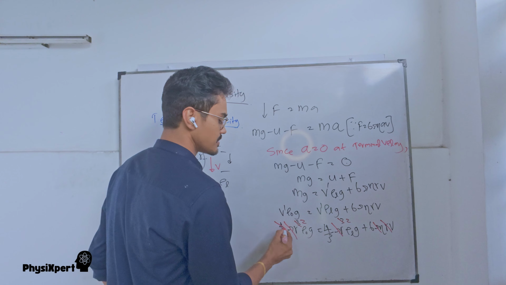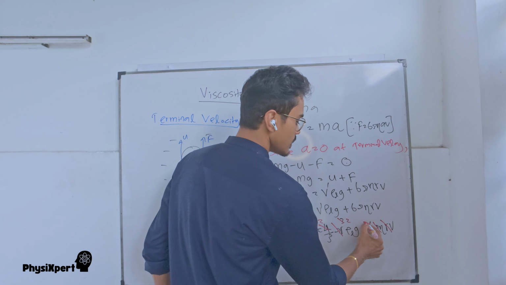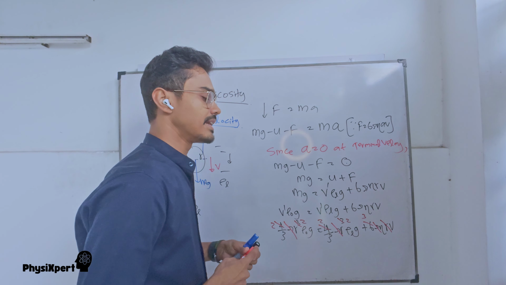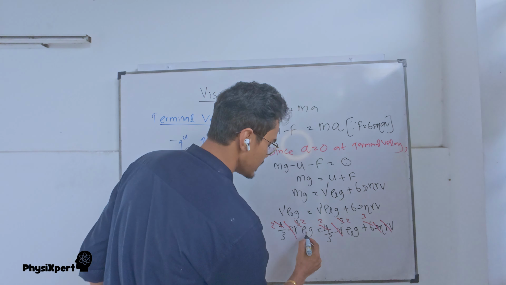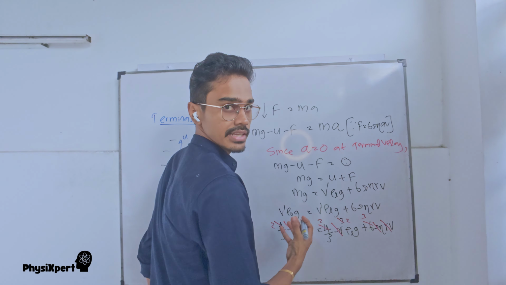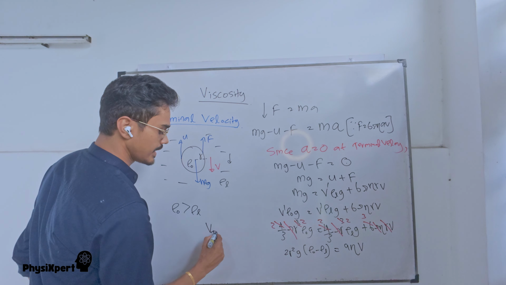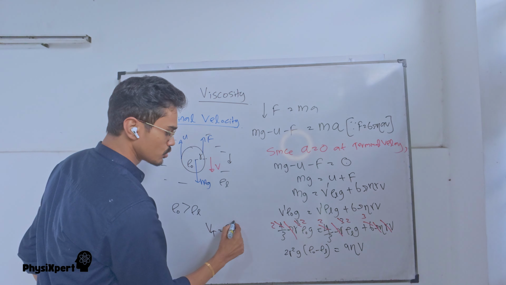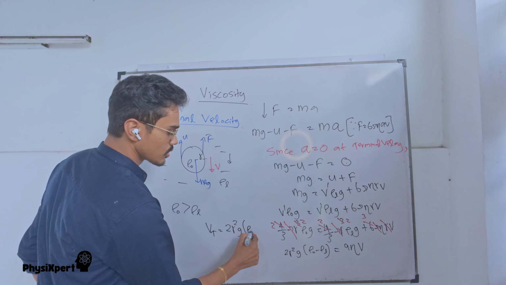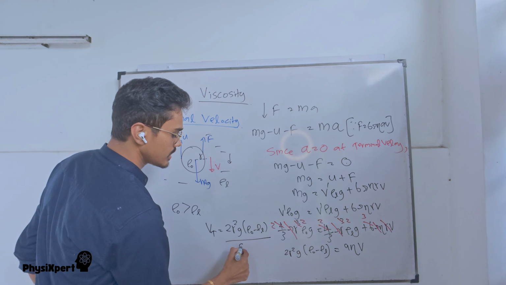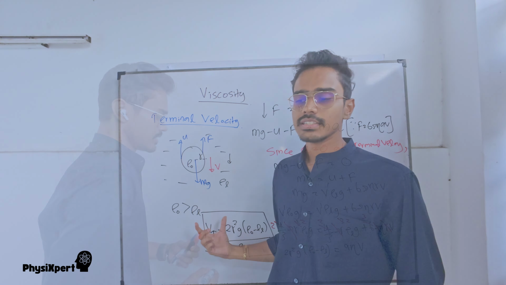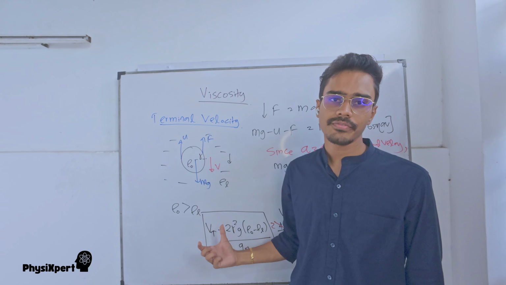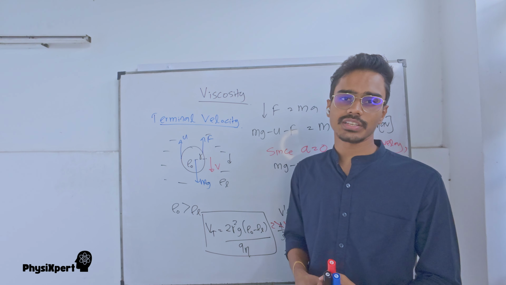and this can be cancelled by 2, 2, 2, and 3. Multiply the entire equation by 3 while taking the terms out. So Vt, the terminal velocity, equals 2r squared g (rho object minus rho liquid) over 9 eta. This equation is called the terminal velocity of a sphere moving downwards in a viscous fluid.